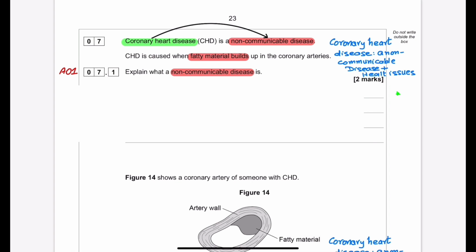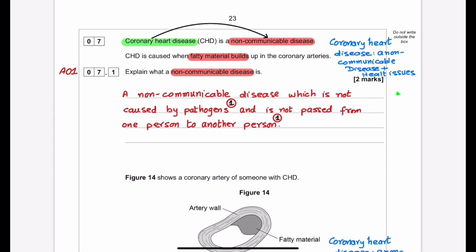We are going to see our model answer. A non-communicable disease is not caused by pathogens, then you can get 1 mark. And it is not passed from one person to another person, then you are able to get the 2nd mark. So this disease is not caused by pathogens and it is not passed from one person to another person.